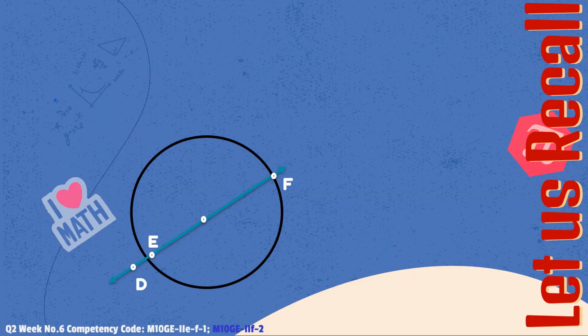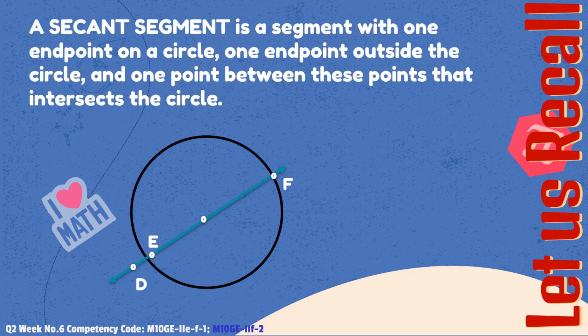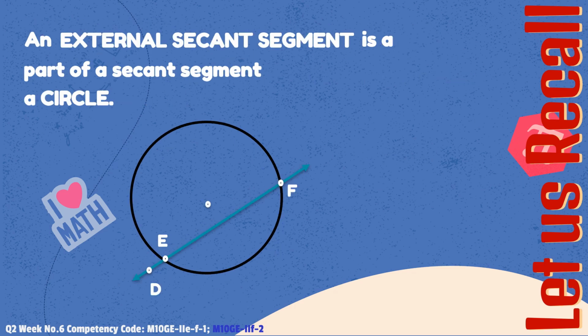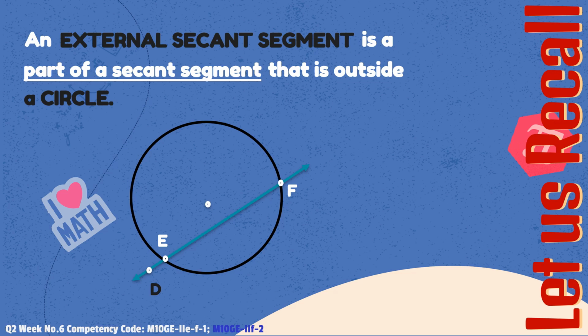Let us recall some terms that we need for our two-secant power theorem. A secant segment is a segment with one endpoint on a circle, one endpoint outside the circle, and one point between these points that intersects the circle. Secant segment, line segment FD. Another term is an external secant segment. It is a part of the secant segment that is outside the circle. External secant segment is line segment TA.